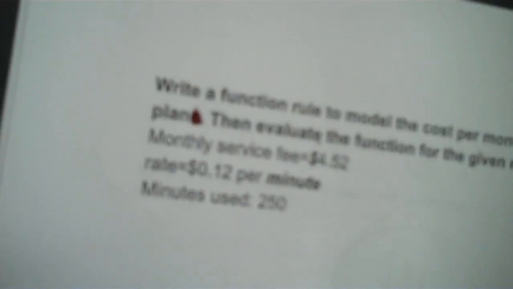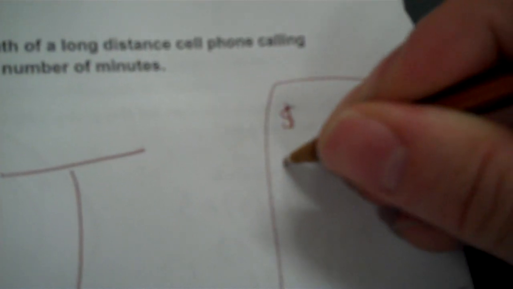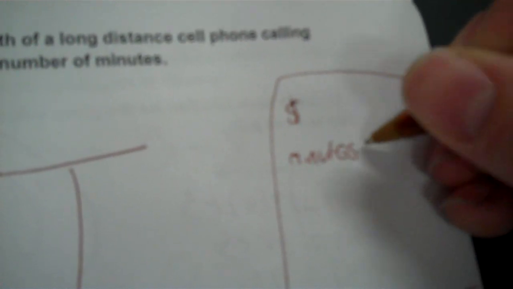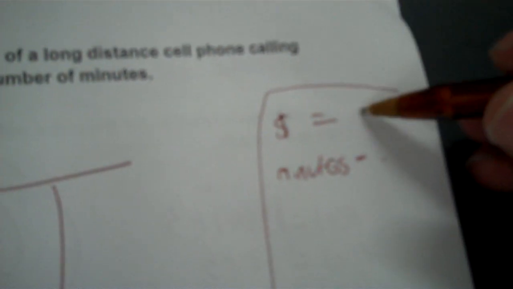Now the monthly service fee is $4.52. The rate is 12 cents per minute. The minutes used is 250. I've already kind of taught you how to write a function rule, to be honest with you. This is how you write a function rule, okay? So you got dollars and minutes. Now, I usually use X and Y. You could also use M and C for cost, but I usually go X and Y.